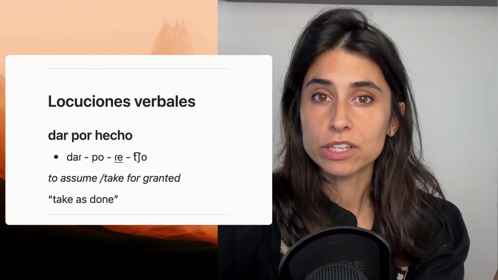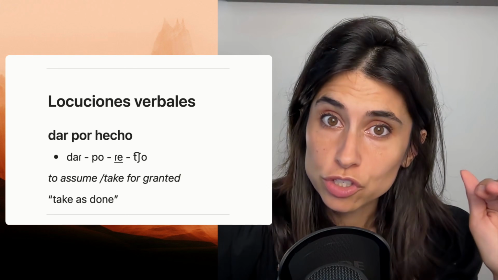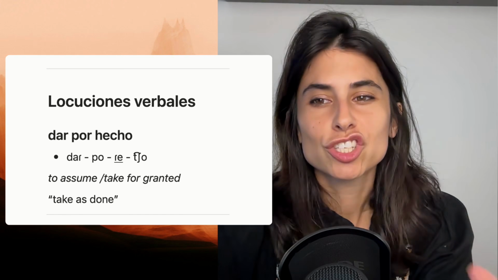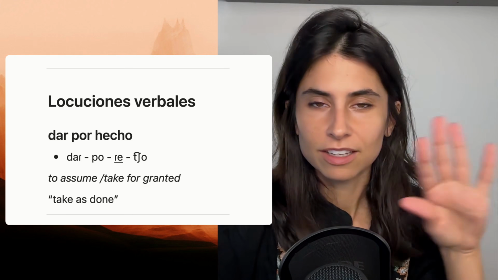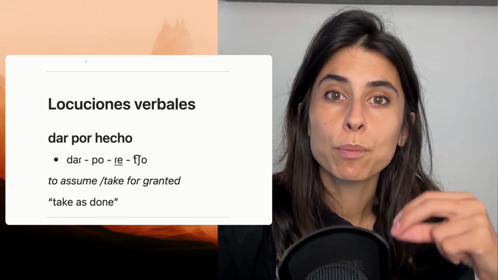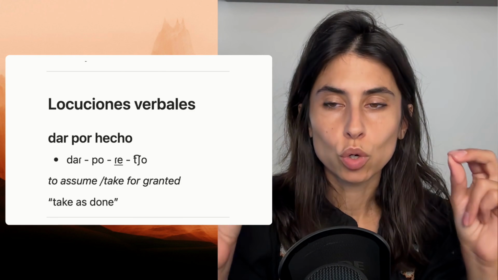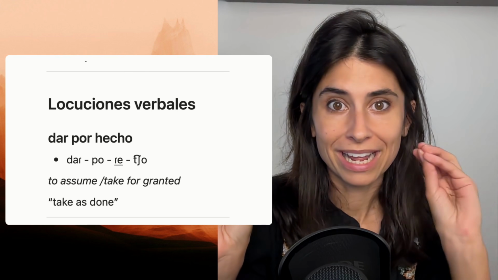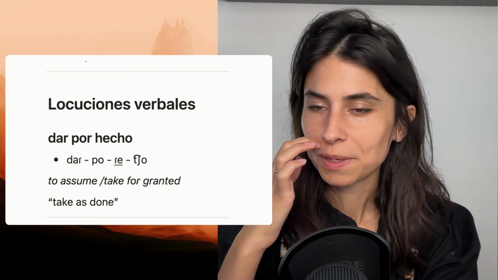If you say lo di por hecho, it's like I assumed it. No lo des por hecho, don't take it for granted. Literally something like take or give as done. It's done. I think of it as done. Dar por hecho, remember again, don't separate the words. It's not dar por hecho, it's dar por hecho, por hecho.